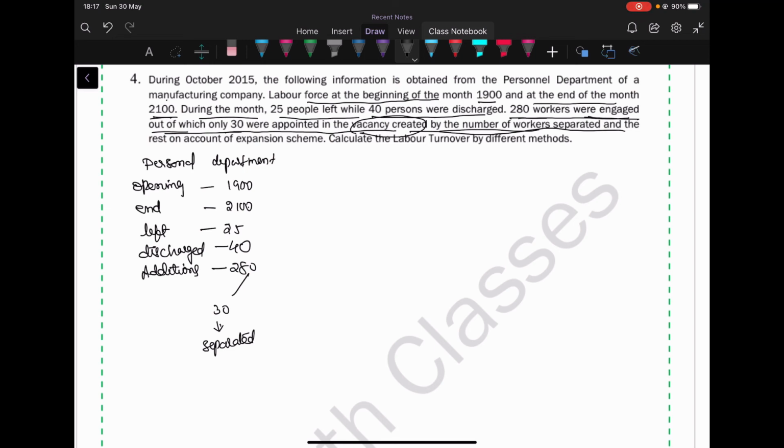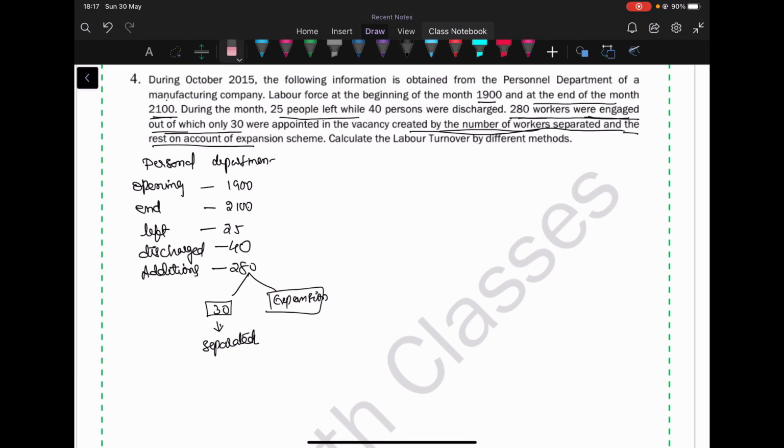Separation can be resigned, maybe firing also, maybe a resignation also. Due to any reason, if you are leaving the organization, that is separated. So 30 employees are only in the place of replacement, and the remaining are on account of the expansion scheme, in the sense expanding the business, or maybe expanding the employee count. Calculate the labor turnover by different methods.